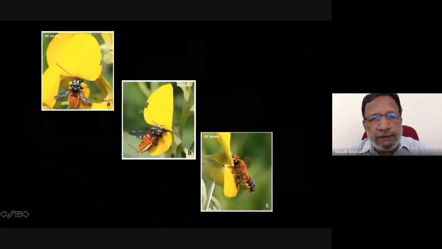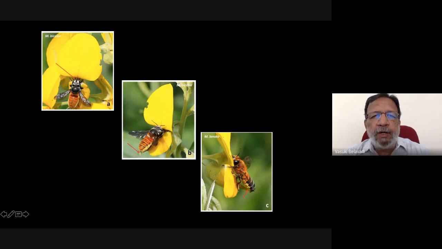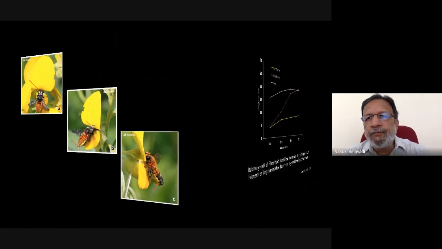So the visitors are again megachilids. So Megachile bicolor, Megachile lanata. These are the two species which actually visit, and I've already told you about the behavior, how it takes the nectar, how it comes in contact with the hairs on the abdomen when it takes the nectar and all that, how the pollination is affected.